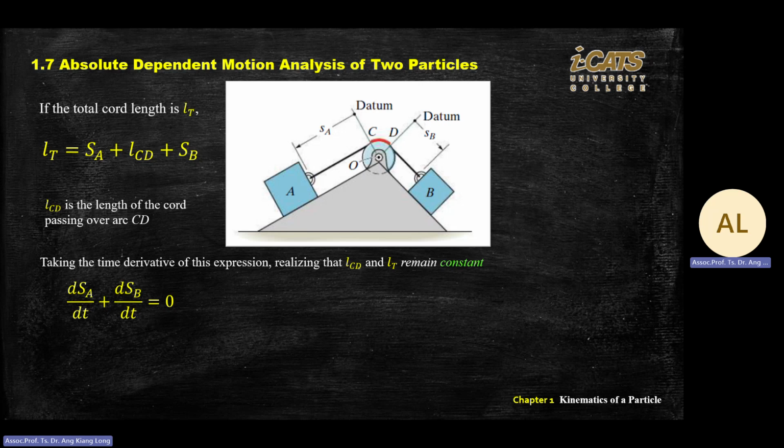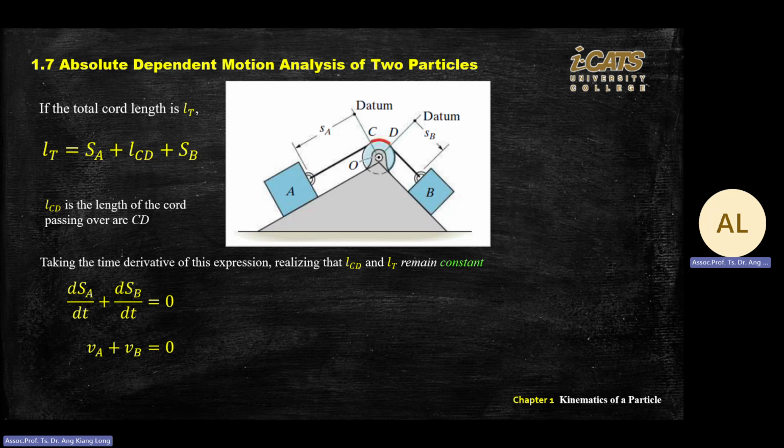dS/dt, what do you get? Velocity, right? That velocity, right? You can write VA plus VB equals 0.